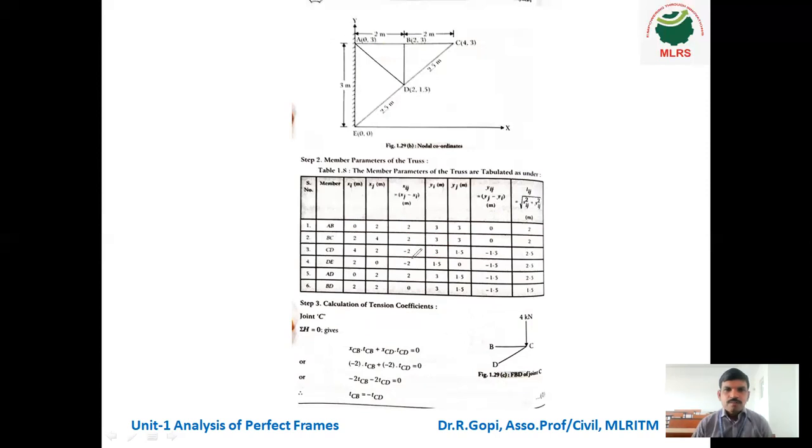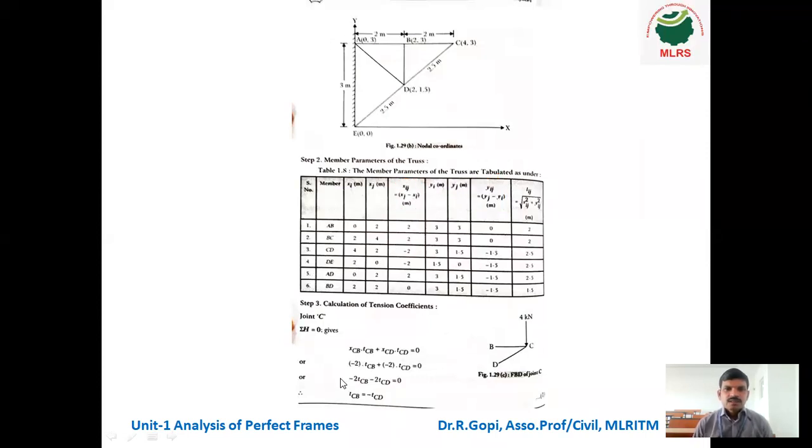Next, the CD member: root of minus 2 square plus minus 1.5 square. Taking the root, you get 2.5. You can see here 2.5, so the length of the member is 2.5. Likewise, we already calculated xij and yij. Just take the square of xij and yij, add them, then take the root. This is the length of each member.